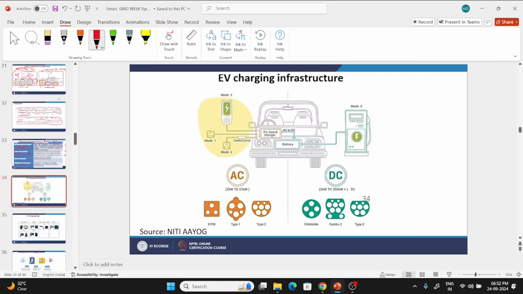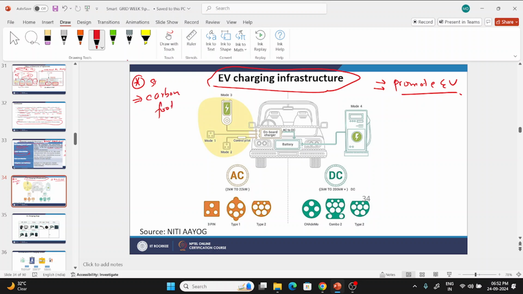Now comes the most important and trending topic nowadays: the EV charging infrastructure. As you know, there are various government policies in place to promote EV charging. This is because India has also signed an agreement to reduce its carbon footprint.